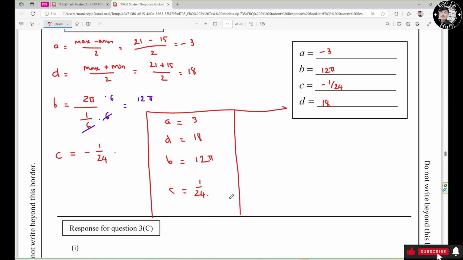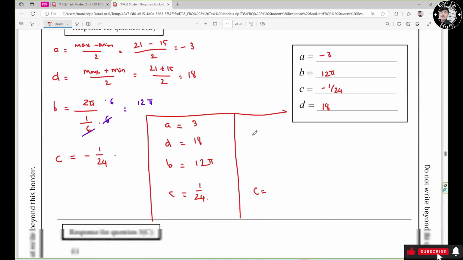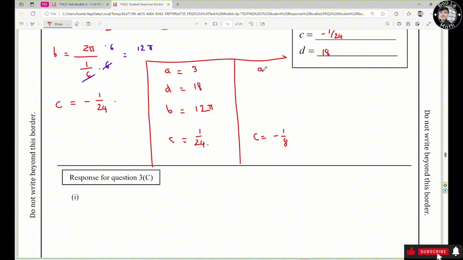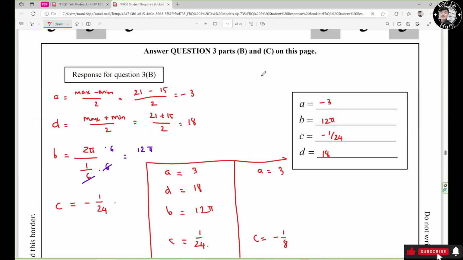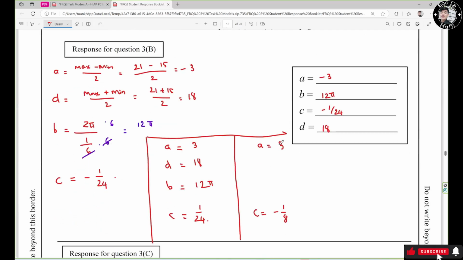Now, let's move on to the next option. If I start from K, right, which means I shift to the right 1 over 8, right? So C equals negative 1 over 8, right? A equals 3, right? Because from point K, I'm going to go up, right? So it should be positive. B and D should be the same, right? D equals 18 and B should be 12 pi, right? So these are 3 possible answers for question 3B, right?